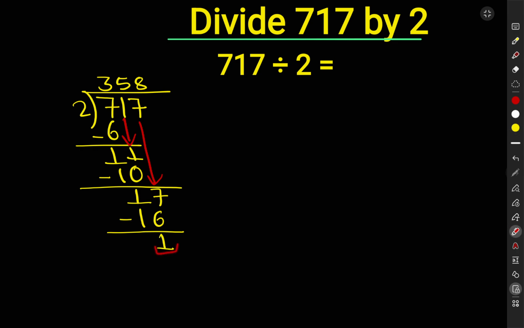So now this 1 is less than 2 and there is no other number to put it down. So we take here decimal so that we put 0. So it is 10 and 2 times 5 is 10. On subtracting we get 0. So 717 divided by 2 is 358 decimal 5.